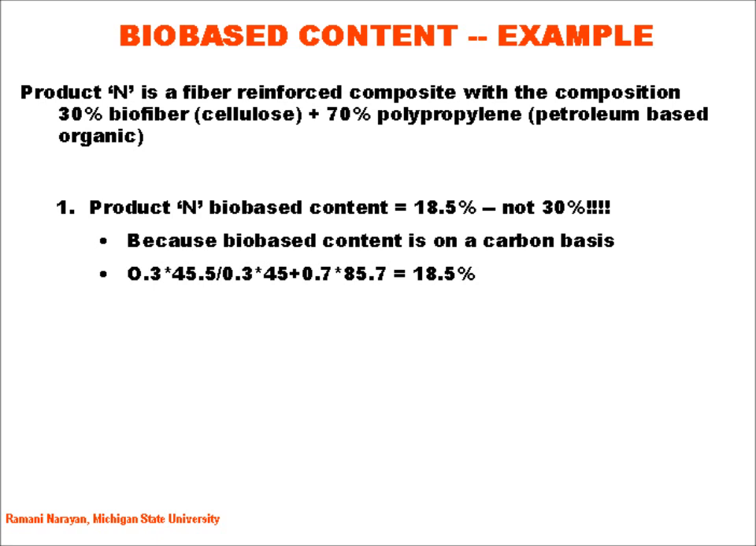So, how do we get this number? You have 30% of biofiber, so 0.3 times 45.5, which is the percent carbon in the cellulose. That's your biocarbon, divided by the total organic carbon, which is 0.3 times 45.5 plus 0.7 times 85.7, 85.7 being the percent carbon in polypropylene. So biocarbon divided by total organic carbon, and the percentage is 18.5. So this is how we compute the bio content of the product.